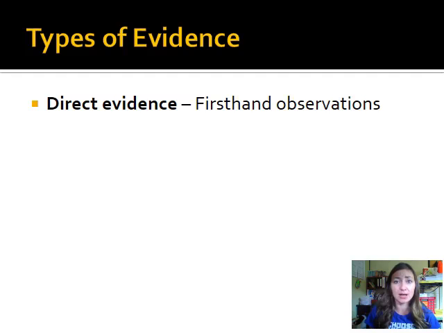Direct evidence is firsthand observations. This includes eyewitness accounts, video, if you have surveillance of the person committing the crime. Those are very good pieces of evidence because they are firsthand accounts of somebody committing a crime. We will be dealing mostly with circumstantial evidence. This is indirect physical or biological evidence that links a person to a crime, but it doesn't necessarily prove guilt.